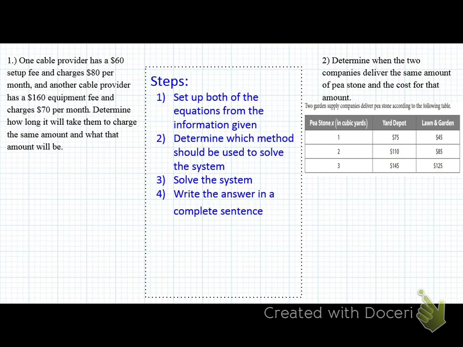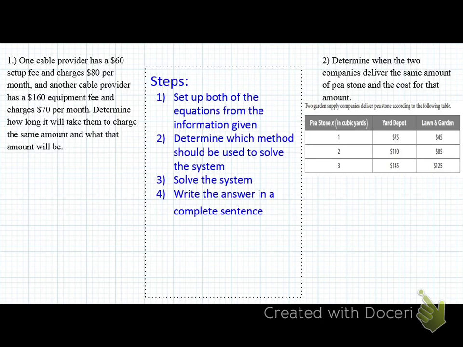Listen to the story, and then we're going to work with it, okay? One cable company provider has a $60 setup fee and charges $80 per month, and another cable provider has a $160 equipment fee and charges $70 per month. Determine how long it will take them to charge the same amount and what that amount will be.